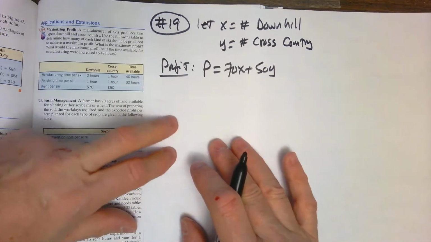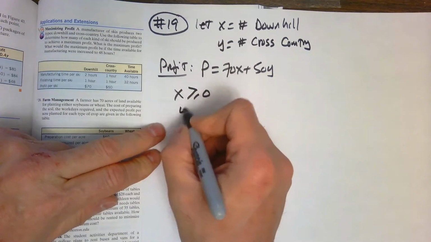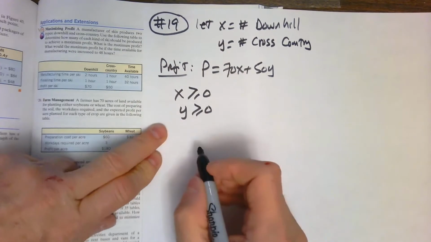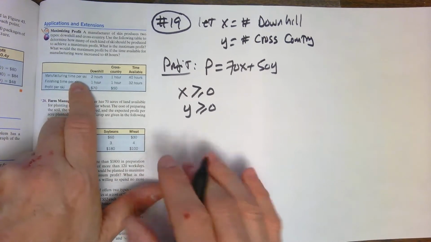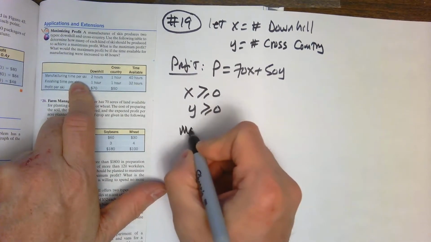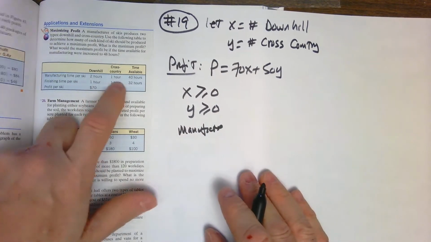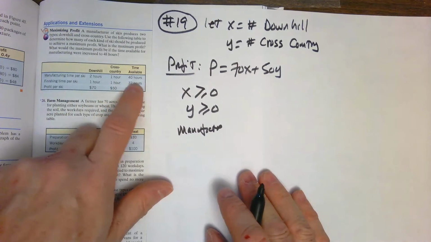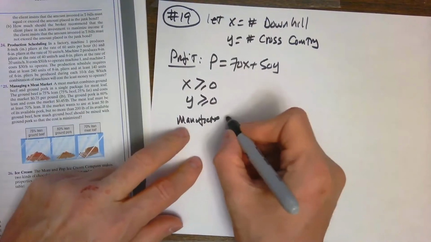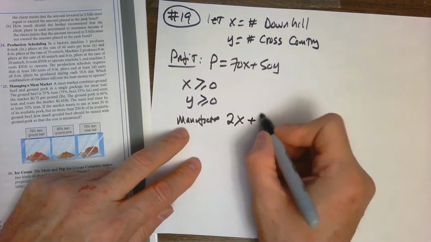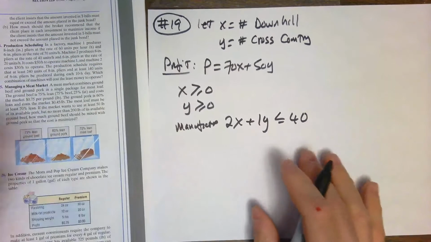Now what about your constraints? Well, the number of downhill has to be greater than or equal to 0, and the number of cross-country greater than or equal to 0. What other constraints do I have? I have a manufacturing constraint: 2 hours for downhill, 1 hour for cross-country, and I've only got 40 hours available. So my manufacturing constraint is going to be 2 hours for every downhill plus 1 hour for every cross-country, and that has to be less than or equal to 40 hours.